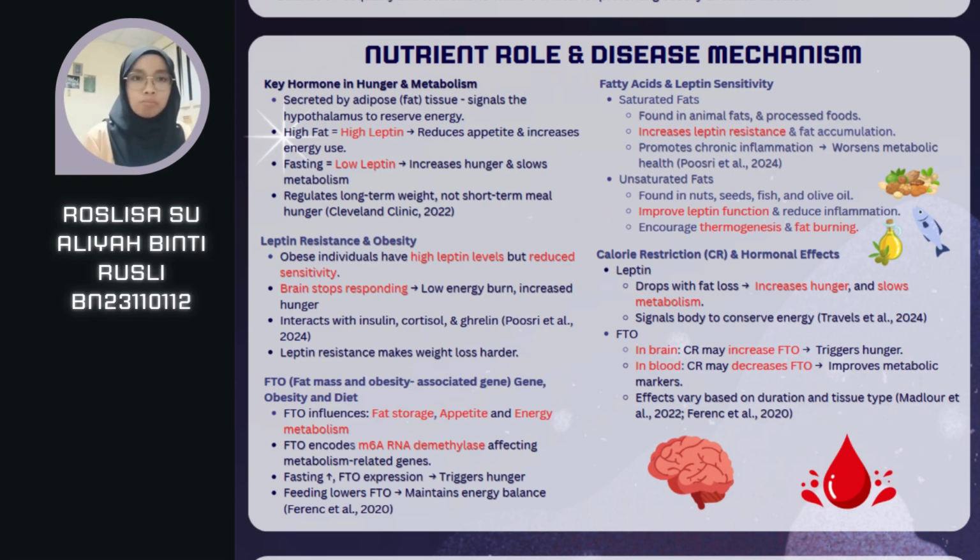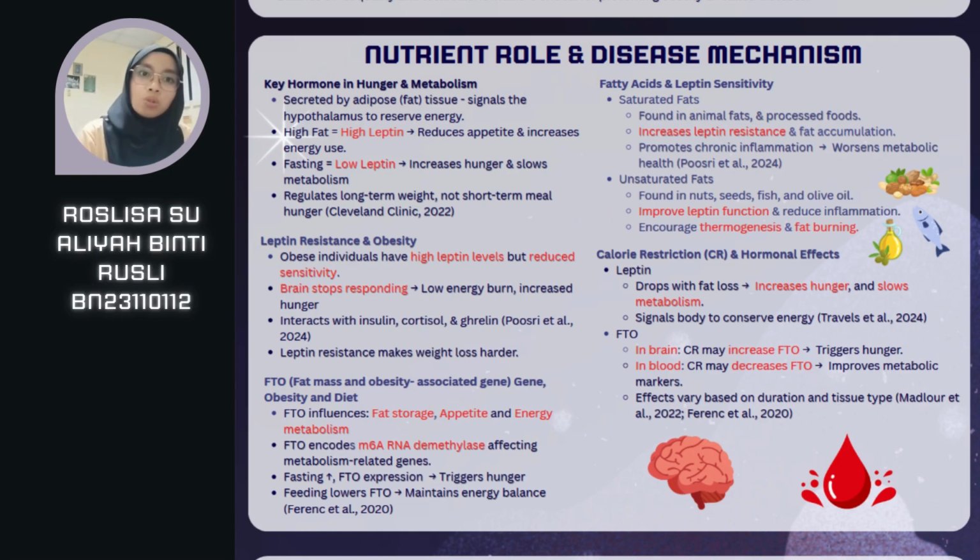Now, let's talk about the FTO gene, short for fat mass and obesity associated gene. FTO regulates fat storage, appetite, and metabolism. It produces an enzyme that modifies RNA to influence the genes involved in energy balance. When fasting, FTO expression tends to increase in the brain, triggering hunger. After eating, FTO levels drop to maintain the balance.